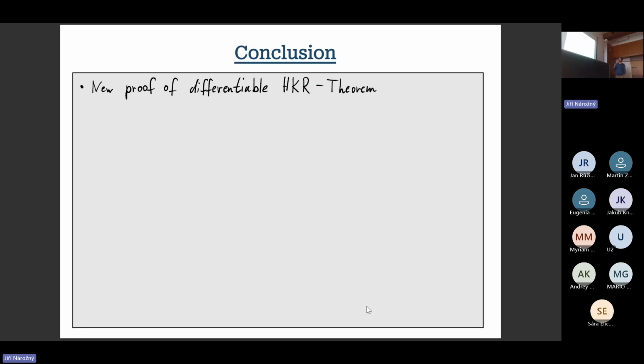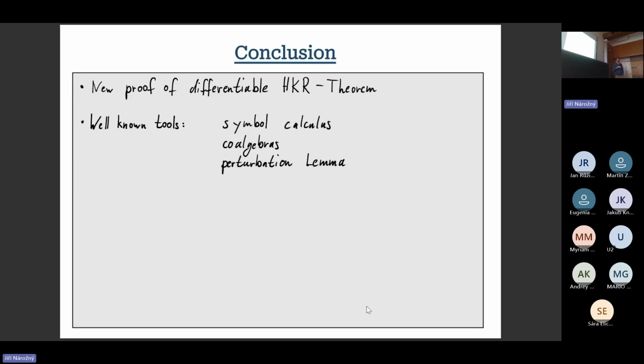Okay, so let's wrap this up. What I wanted to show you is a new proof of the classical HKR theorem, which uses really well-known and, I would say, simple tools. We used simple calculus to get the geometry under control, and then really basic coalgebra stuff of the symmetric coalgebra and homological perturbation. So all these ingredients are easy and well known. But still, I would claim we get an improvement in that we have really explicit formulas.